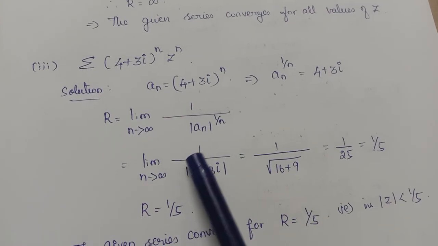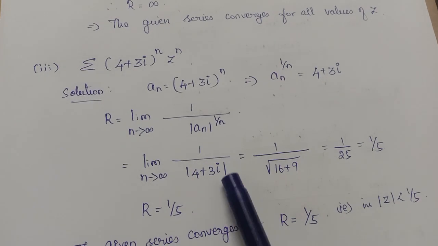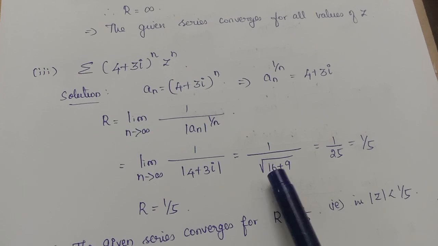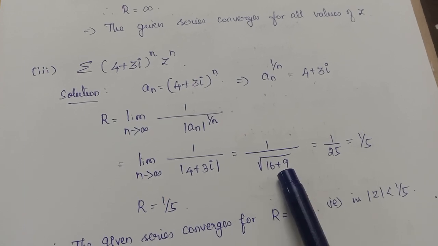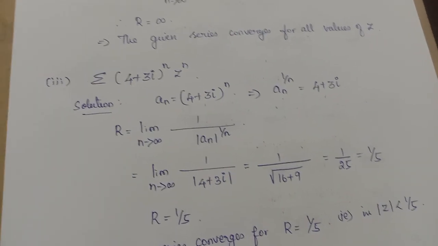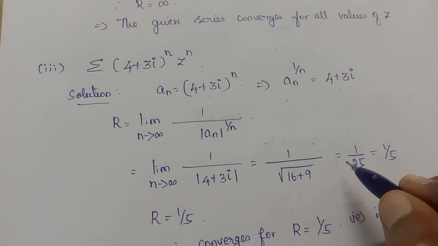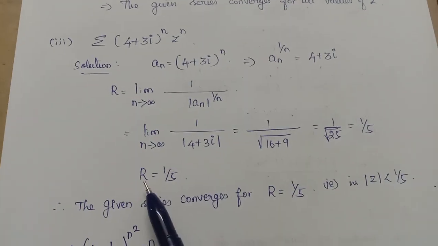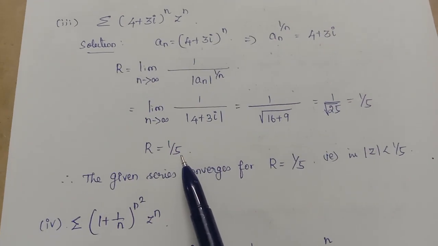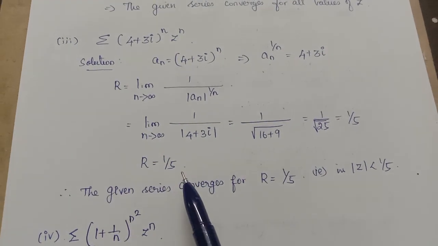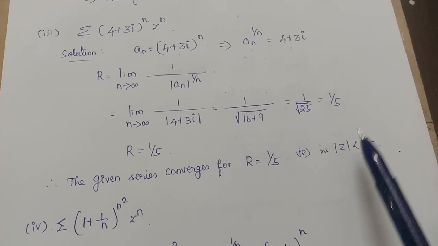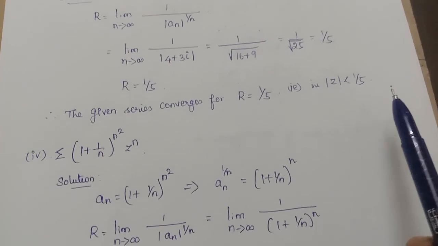Here this is a complex number, no? So this modulus you have to use. So modulus 4 plus 3i is what? Square root of 4 square plus 3 square. So 16 plus 9. So it is square root of 25. Square root of 25. So it will be what? 1 by 5. So the radius of convergence is 1 by 5. That means the given series converges only within the circle modulus z less than 1 by 5. Outside the circle, the series will be divergent.